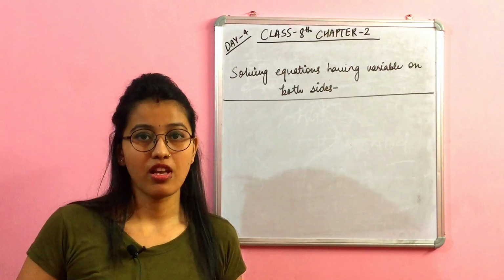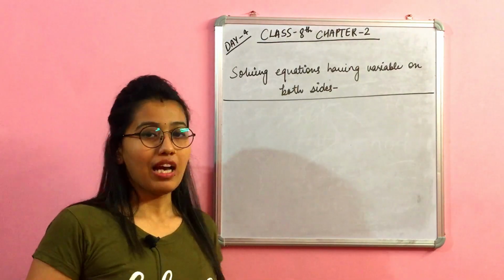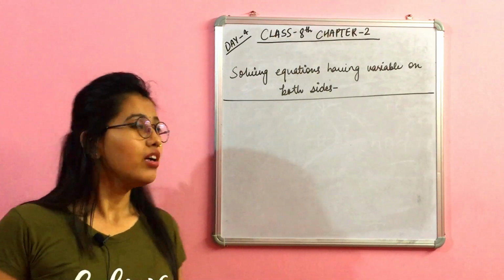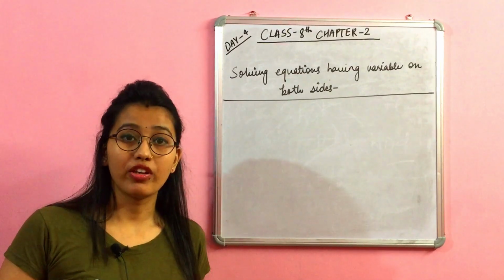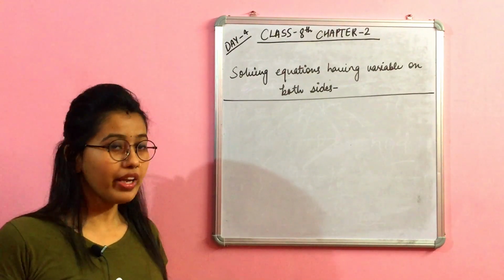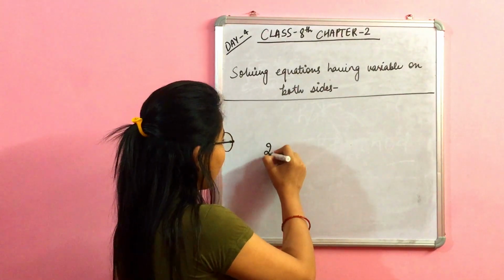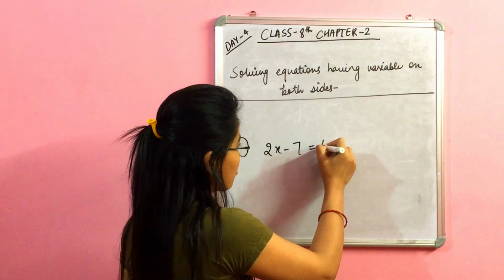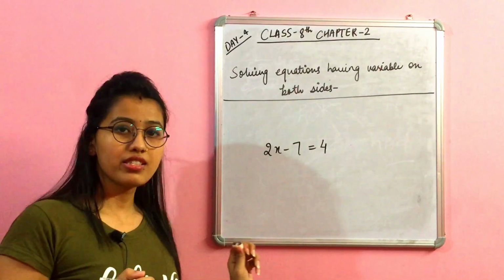Today we will continue with chapter 2 of class 8th, that is linear equations in one variable. In my last video we were discussing how we can solve equations which have one variable on the left hand side only. For example, if I have 2x minus 7 is equal to 4, how can we solve this equation?